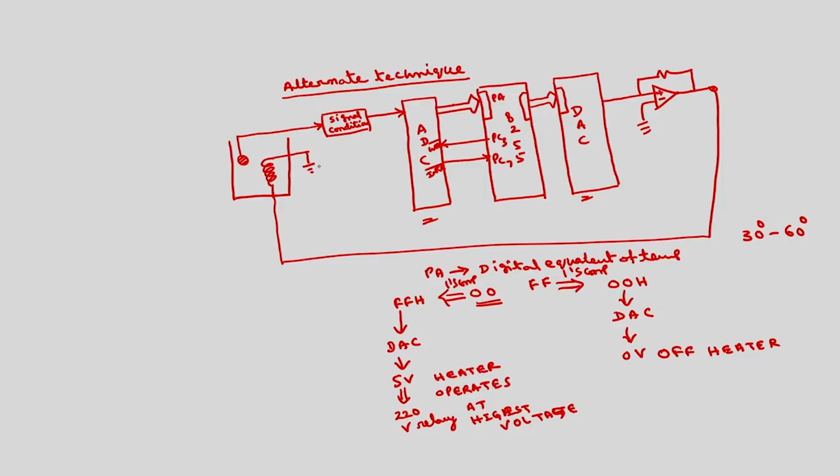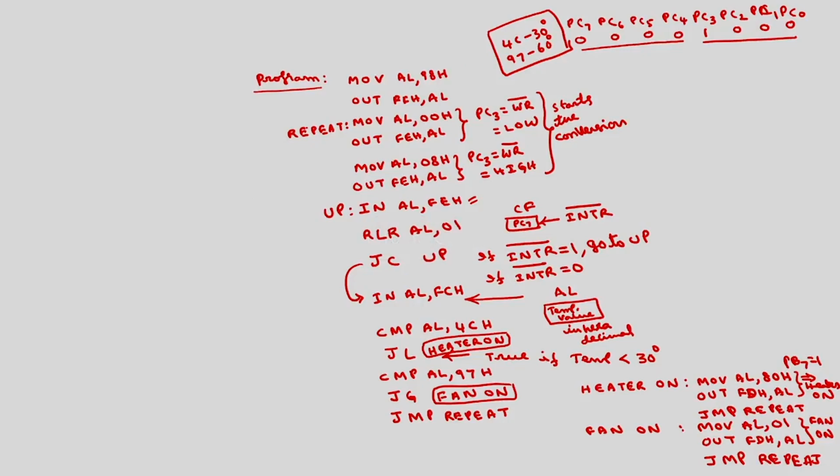This is the process, so you can write the program in a similar manner. The program is the previous program only. The only modification is that after reading this temperature value in AL, you simply have to complement this value and give that value to the digital to analog converter. Up to here it is the same, I am writing the remaining program. So, in AL you have to complement this value.